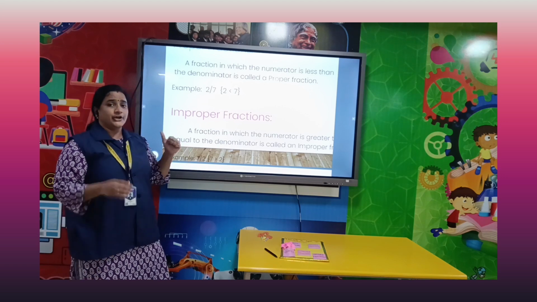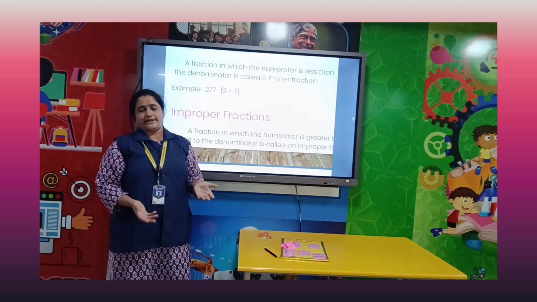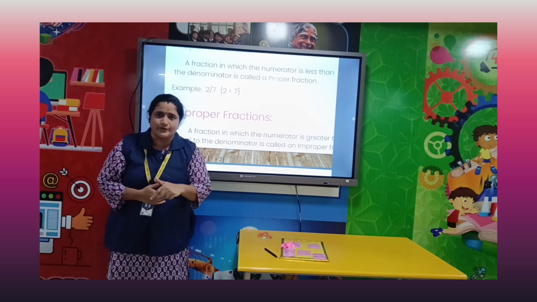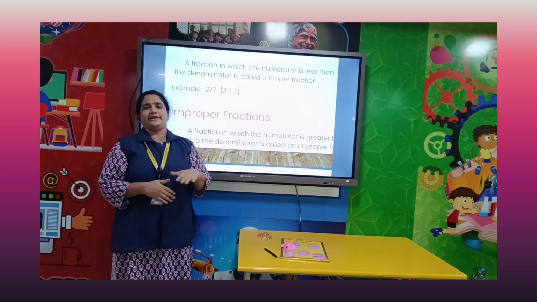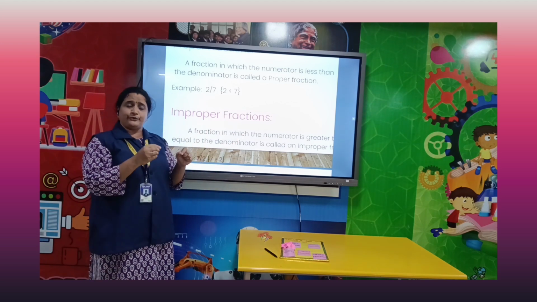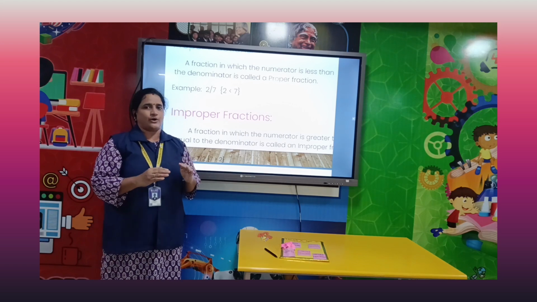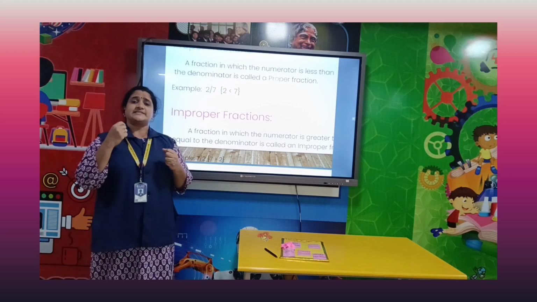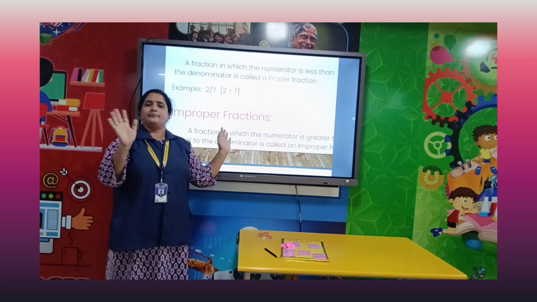A fraction in which the numerator is greater than or equal to the denominator. You can have a greater number than the denominator, or an equal number. Both the numerator and denominator may be the same. That is called an improper fraction. Even if you have a greater number in the numerator and a lesser number in the denominator, that is called an improper fraction. If you have the same number in the numerator and denominator, it is also called an improper fraction.